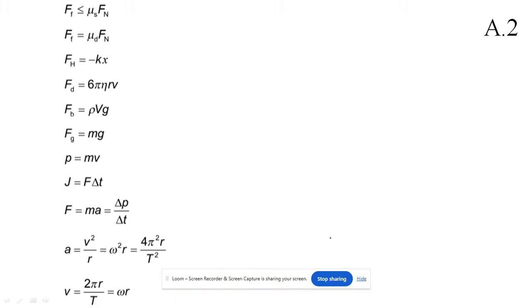Alrighty. Wow, this is a lot. A2's got a lot of equations here. These are our friction equations, right? Notice that this one's static friction, and this one is the dynamic or kinetic friction, right? Nobody calls it dynamic, but IB does, right?